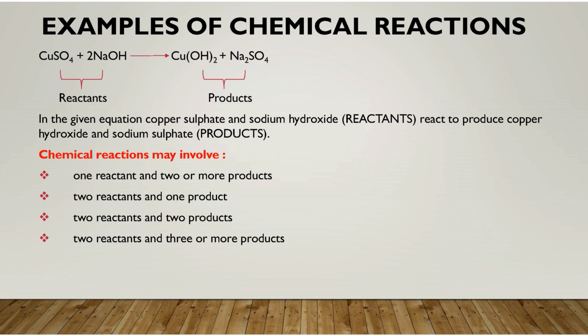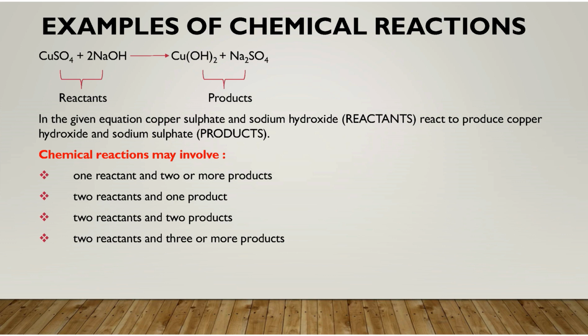What is the name of CuSO4? Copper sulfate, plus sodium hydroxide. These two are the reactants, with the plus sign between them, on the left hand side. Then we put the arrow between the reactants and the products, and then copper hydroxide and sodium sulfate will form, and between the products we also put the plus sign. You can see this in the reaction. So in this way we write chemical reactions.